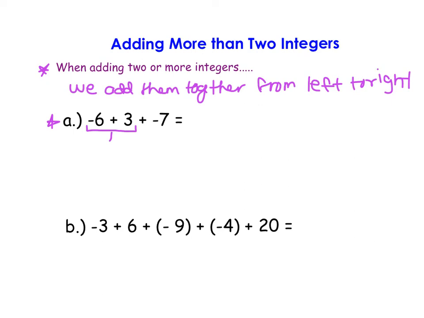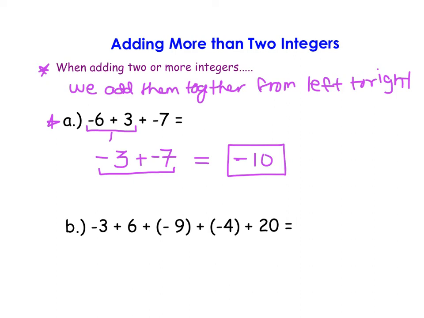The first thing we do is take negative 6 plus 3. If we use one of the strategies that we learned before, we realize that negative 6 plus 3 is negative 3. So I've now added those two numbers together, and I'm left with negative 3 plus negative 7. Now I move on and add these next two numbers. I utilize one of my adding strategies and find that they equal negative 10. So all three of these numbers added together equal negative 10.